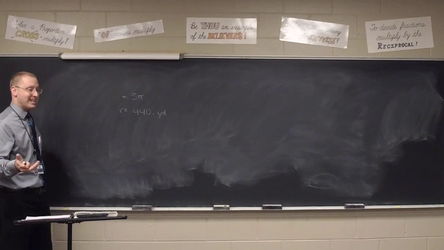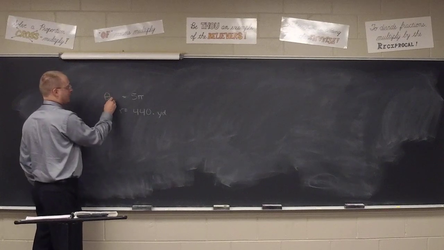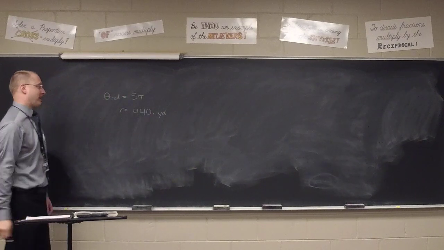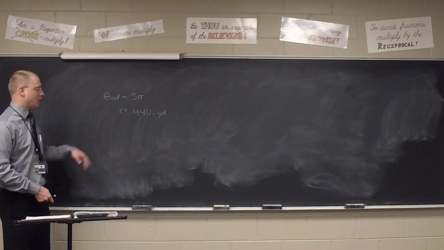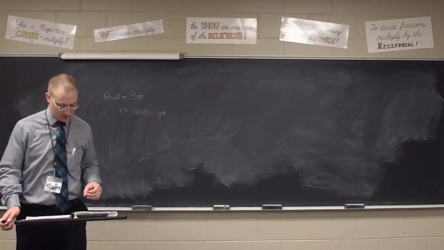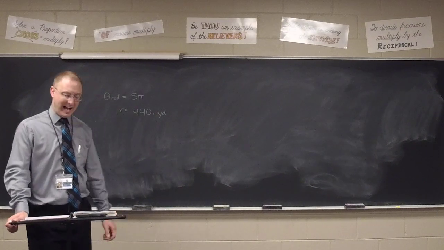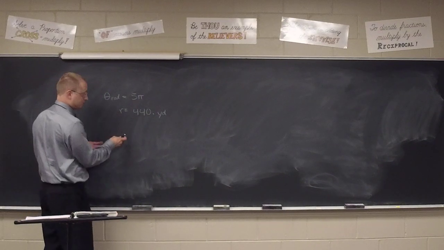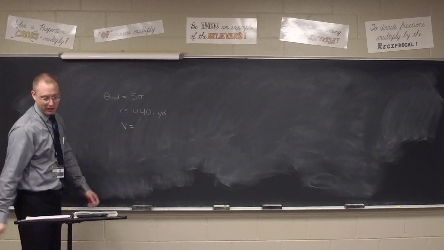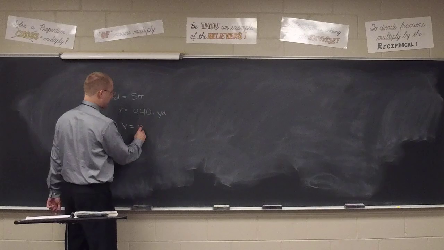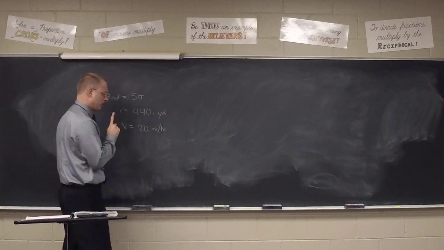Angles. 5 pi is his angle, which would be theta rad. So 5 pi is our theta rad. That's the angle he runs around the track. It's 5 pi, 2.5 revolutions. Our radius is 440 yards, we said. And it says that with an average velocity, obviously that's going to be 20 miles an hour. V, right, of 20 miles an hour. Oh, little problem, 20 miles per hour.